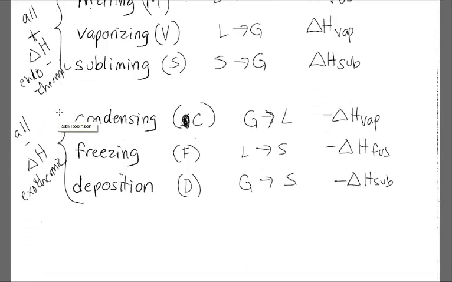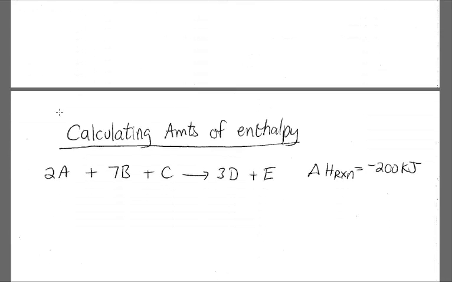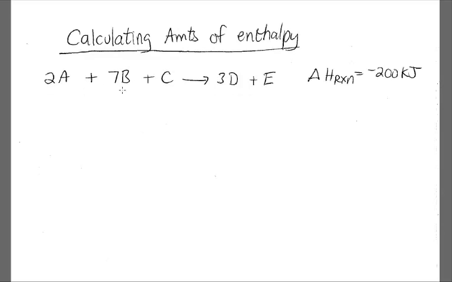All right, and we can use delta H of reaction to calculate an amount of heat that was exchanged whenever we have a reaction. So here's another generic reaction. 2 A's, 7 B's, and a C make 3 D's and an E, and I've assigned an arbitrary delta H reaction of negative 200 kilojoules. And you should notice right away it's negative. That means it's exothermic. Okay, so how do we interpret that?